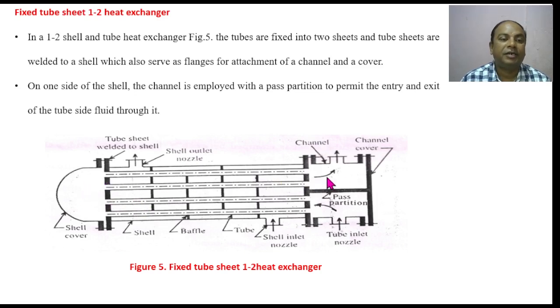That is why the name is given 1-2 heat exchanger. One means that the fluid passing on the shell side would go once, while the fluid passing on the tube side would go twice. That is the name 1-2 heat exchanger.